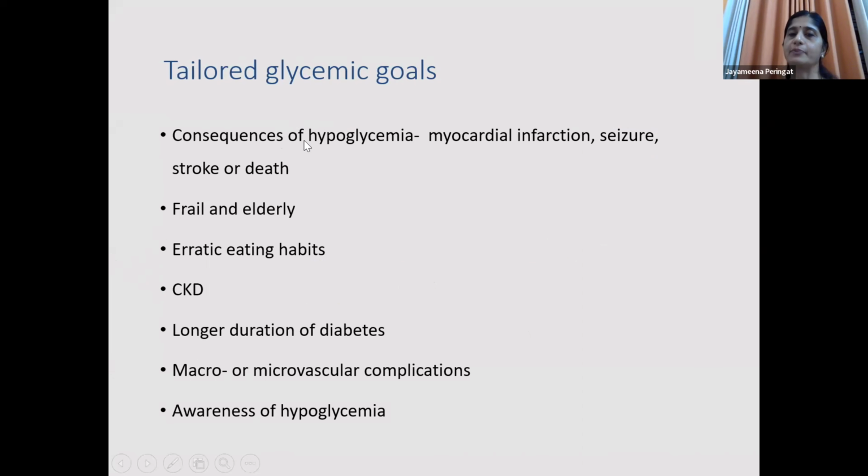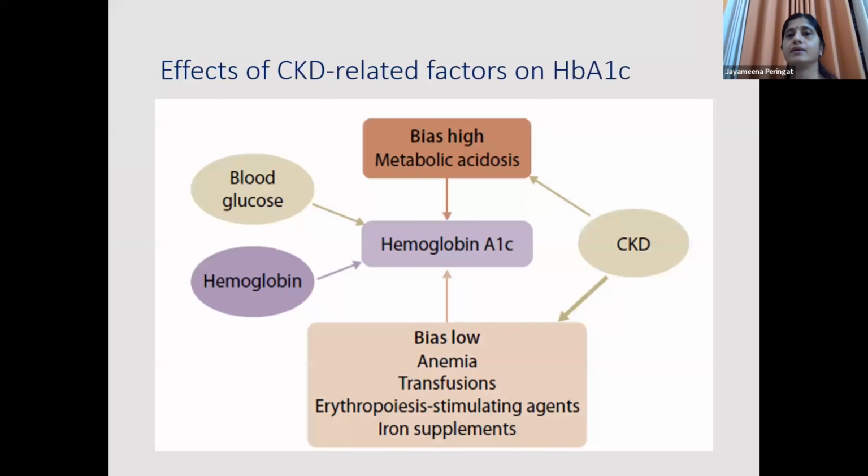because the consequences of hypoglycemia are very severe: myocardial infarction, seizures, stroke, death, etc. So the goal should be set high for frail and elderly people, patients with erratic eating habits, patients with established late stage CKD, patients with longer duration of diabetes, macro and microvascular complications, and patients with decreased awareness of hypoglycemia. So is HbA1c reliable in CKD?